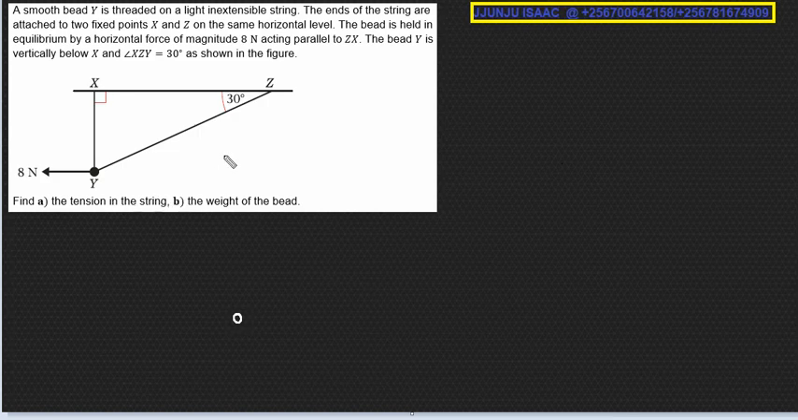Okay, so now we need to find the tension and the weight, meaning the weight is also part of the equilibrium forces. So let us put the forces. First of all, this is our bead. The weight should act down. That is the weight. We have the force to the right, and we also have that tension in the string. Then we have the other tension in the string.